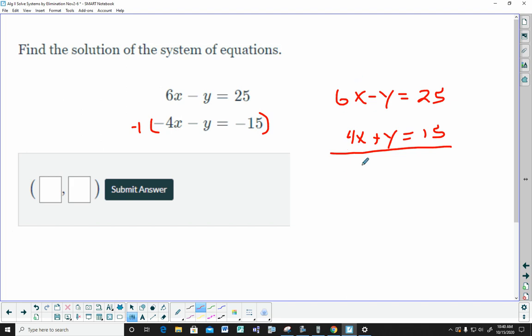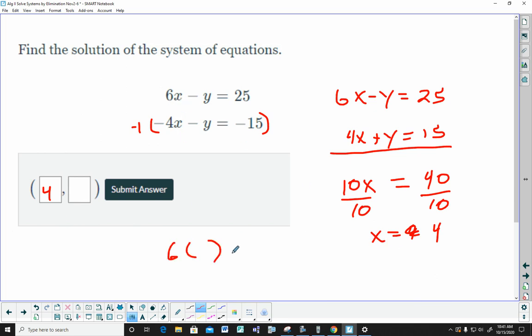Now, when you add it together, you get 10x, the y's are gone, is equal to 40. Divide by 10, and you get x is equal to 4. Okay? Now you still have to go back in either equation. I like the top one better. It's just personal preference. You can fill it into either one.